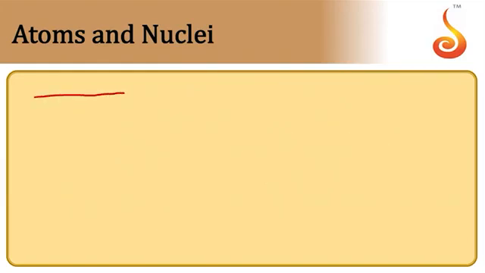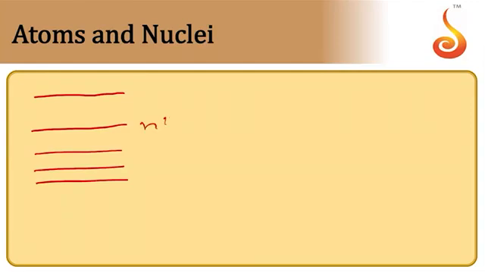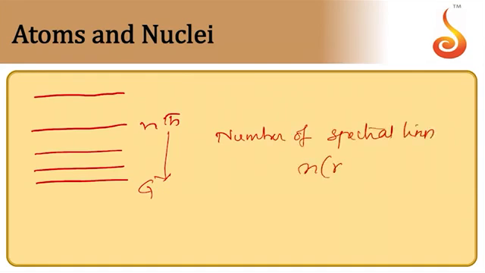Suppose an electron jumps from, say, nth level to lower level. For example, it jumps from nth level to ground level. Then the possible number of spectral lines which are generated is given by n into n minus 1 divided by 2. N into n minus 1 divided by 2 is the possible number of spectral lines when an electron jumps from higher level to lower level, or say level n to ground level.